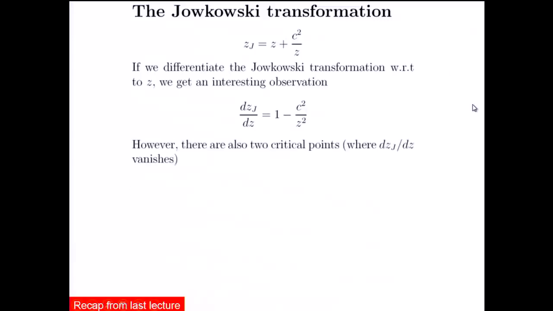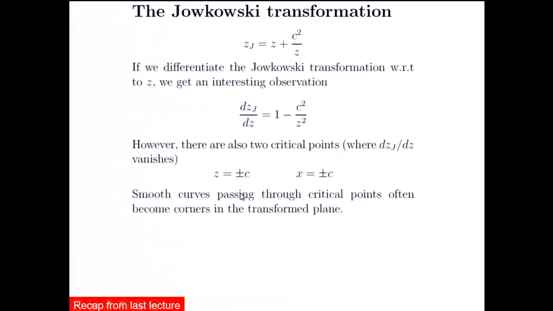Another thing is there are also two critical points where the derivative goes to 0. And we can solve this equation, setting this one equal to 0, and solve it. We get two solutions, which are z equals plus or minus c. These are just two points along the real axis at the positive and negative half of the real axis.